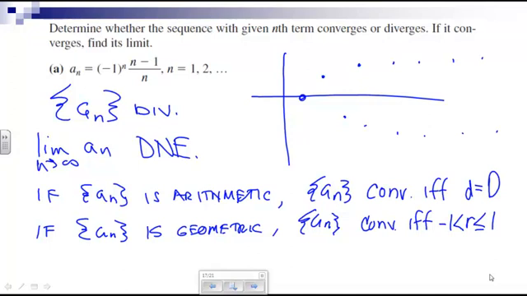Any more questions on this slide? The bottom one converges if and only if r is bigger than negative 1, but less than or equal to positive 1. So negative 1, I'll write it bigger because I know you're at a weird angle. I can also say, and it can be equal to 1. Okay, next slide.